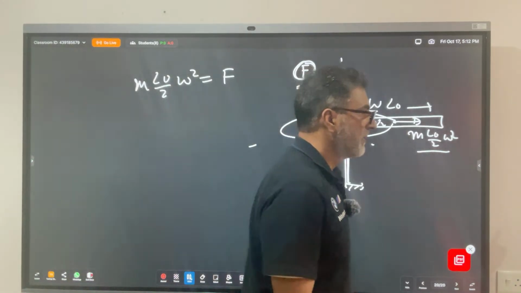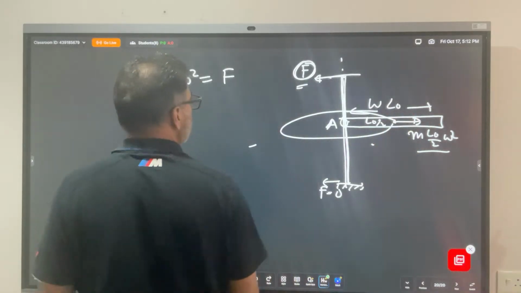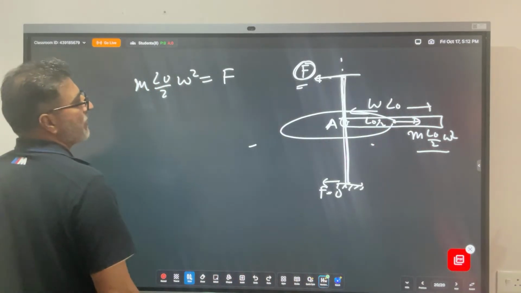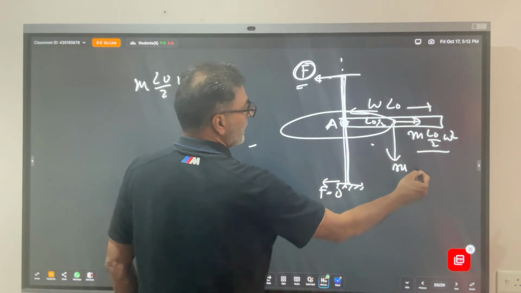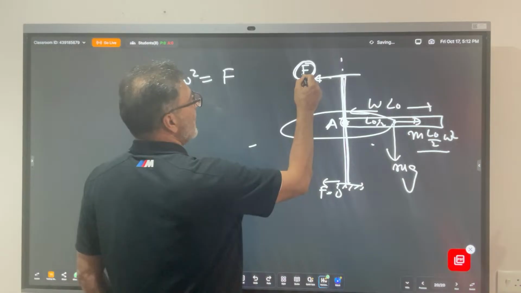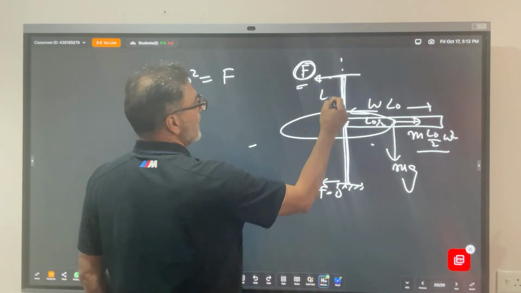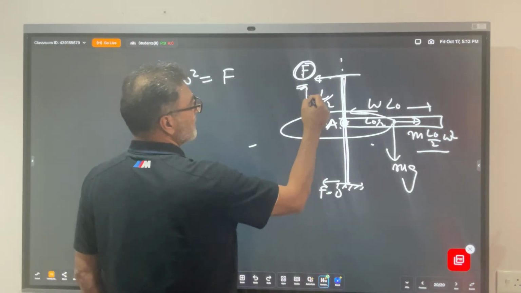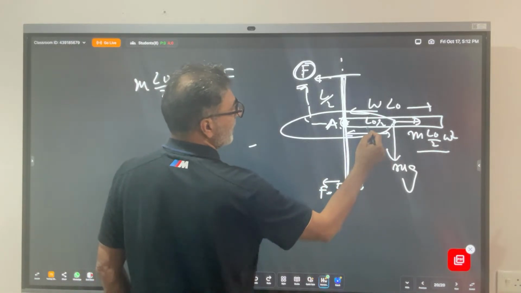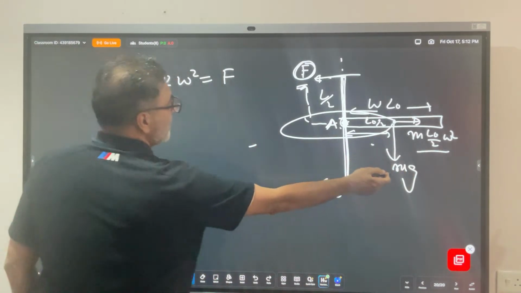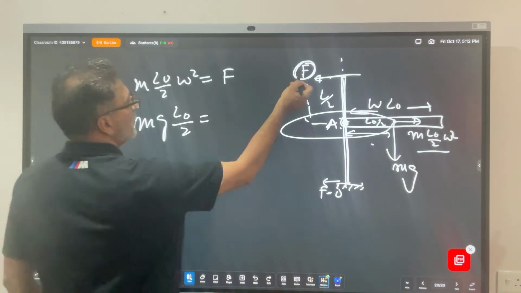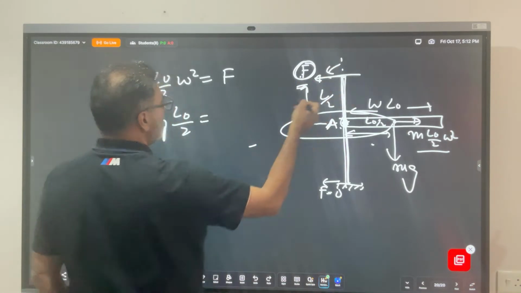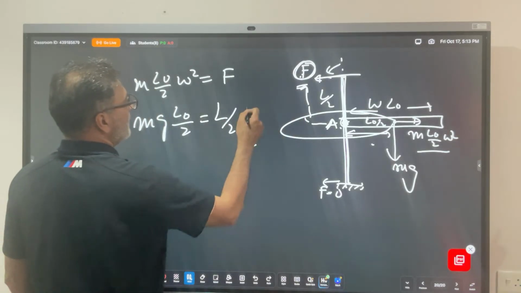Right? And also there should be no torque about this point. So the torque produced by mg about this point should equal the torque produced by F about this A. So it is L by 2 up to here, and from here to here it is L0 by 2. So what is the torque due to mg? That is mg L0 by 2, which should be equal to the torque due to this, that is F into L by 2.